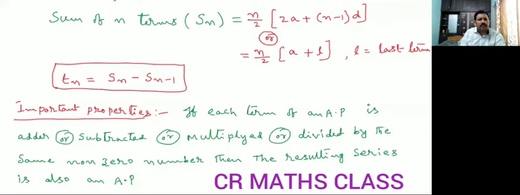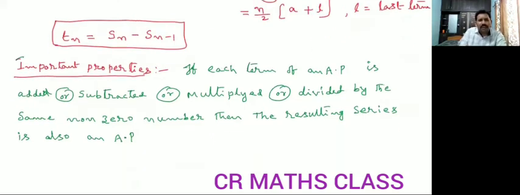So, important properties in arithmetic progression. If each term of an AP is added to, subtracted from, multiplied by, or divided by the same non-zero number, then the resulting series is also an AP series. Now I will write one example, then you will understand.